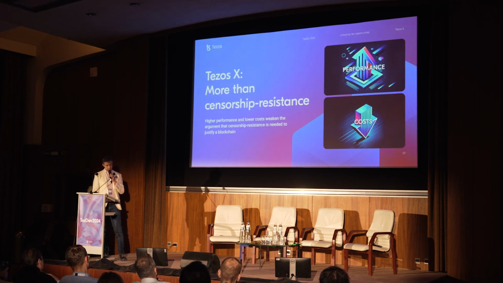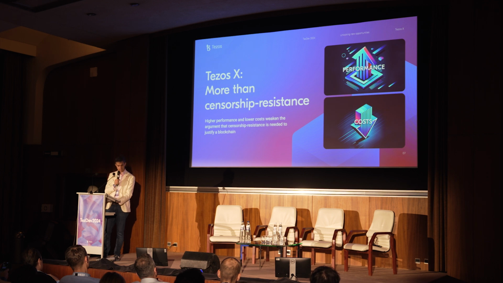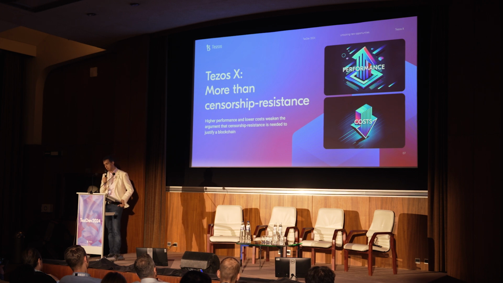So I want to say that as performance goes up and costs go down, we can go beyond just the use cases that depend on censorship resistance. We can do more than that. Because this question of why would you use a blockchain doesn't cause itself. Well, why wouldn't you use it if it's extremely cheap anyway? If you have this very high performance and this very low cost, it weakens the argument that somehow you need censorship resistance to justify your blockchain.